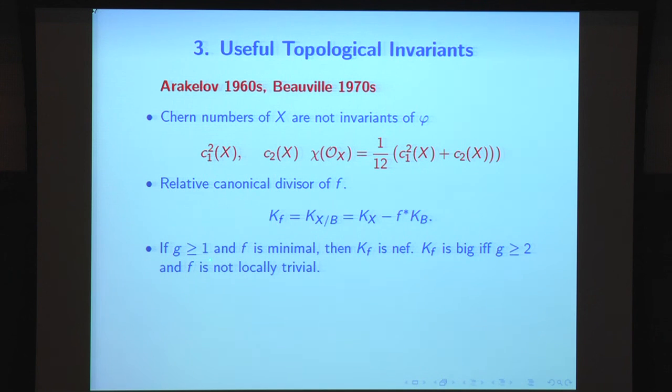So if the genus is at least one, and F is relatively minimal, then the canonical divisor is a nef divisor. Kf is big if and only if the genus is at least two and F is not locally trivial. Locally trivial means every fiber is... We have Noether invariants here, but the invariants come from these notations. Okay, the Noether invariants.